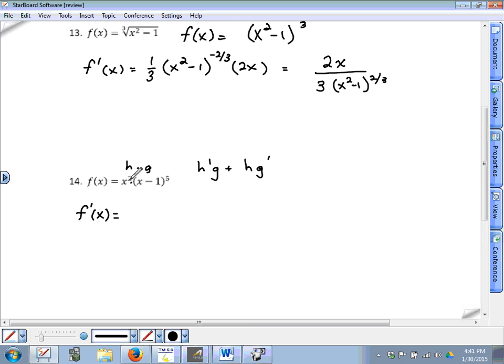So taking the derivative of the first part of the function would be 2x times the g function, x minus 1 to the 5th. Now we add x squared times the derivative of the g function, which is going to be 5 times x minus 1 to the 4th power, then the chain rule times the derivative of the inside function.